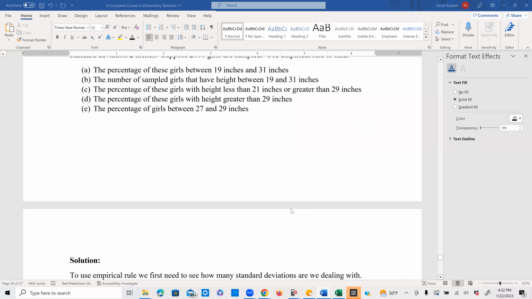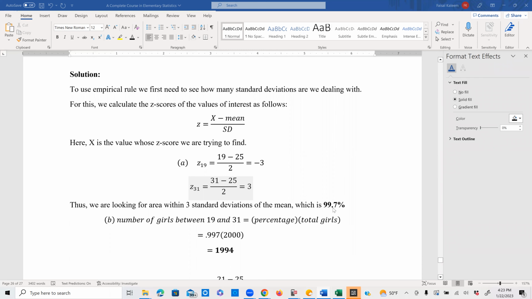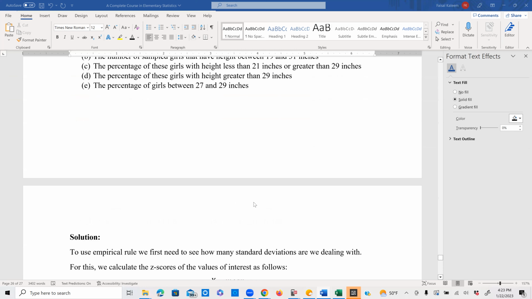And then they say, what's the number of girls whose height is between 19 and 31 inches? So the percentage was 99.7, and the number of girls would be 99.7% times the total girls. So we are saying 99.7% of the girls have height between 19 and 31 inches. So the number would be 99.7% times the total number of girls, which was given to be 2,000 in the problem. So 0.997 times 2,000, that's 1994.